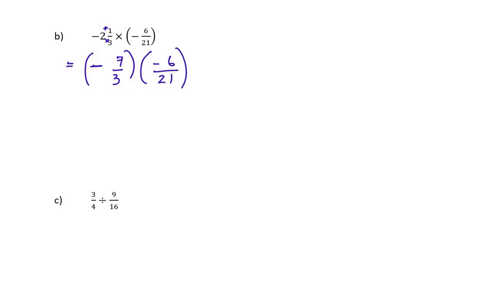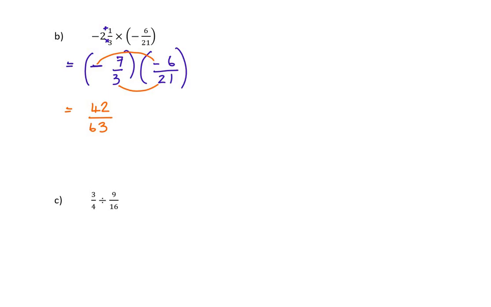So there we go. Now, again, you could do top times top and bottom times bottom. So don't forget that a negative times a negative is a positive, so that doesn't matter. 7 times 6 is 42. And 3 times 21 at the bottom is 3 times 20 is 60. 1 times 3 is 3.